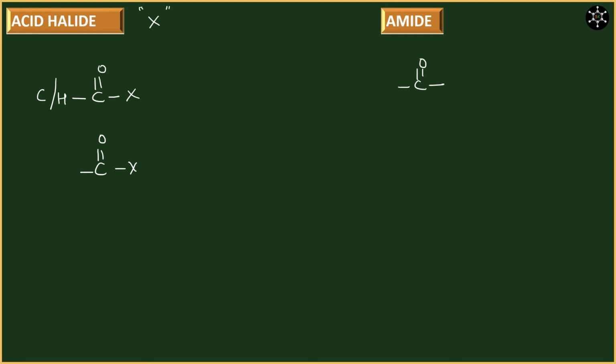Coming to the amide, to call something an amide, this carbon must be connected to a nitrogen atom. On the other side, it can be connected to either hydrogen or carbon. We also know that the valency of nitrogen is 3. Since we have written only one bond over here, there must be 2 more bonds on nitrogen. So, to call something an amide, presence of C double bond O nitrogen is a must. If this nitrogen is connected to 2 more hydrogen atoms, then we call that amide a 1 degree amide or primary amide.